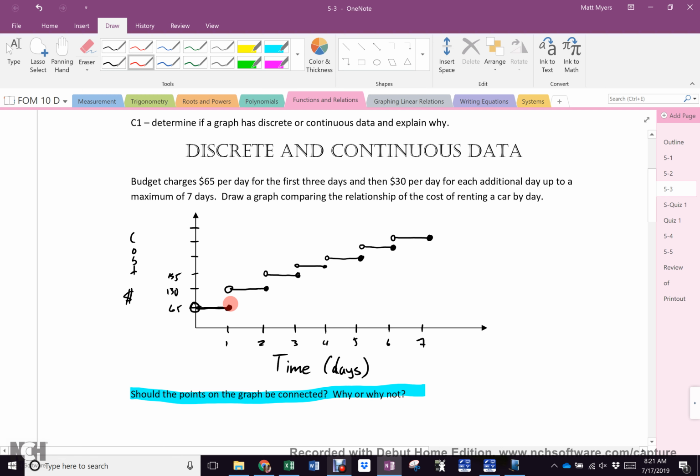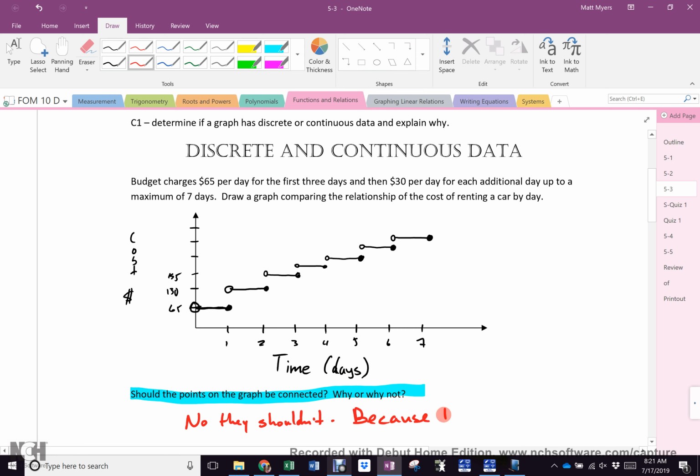What about this one? Can I do that? Why not? Two reasons. One, you're connecting to open dots, and two, does time ever stop? No. So, should these graphs be connected? No, they shouldn't. Why or why not? Well, why not?